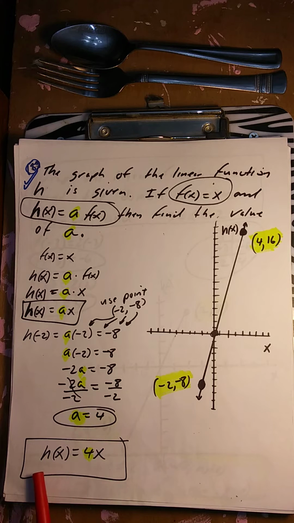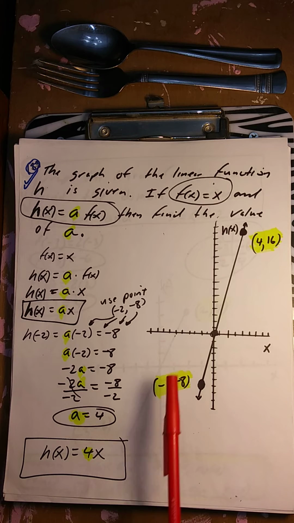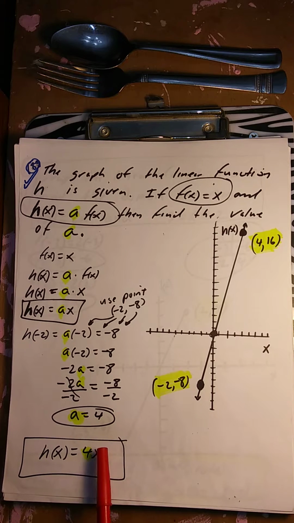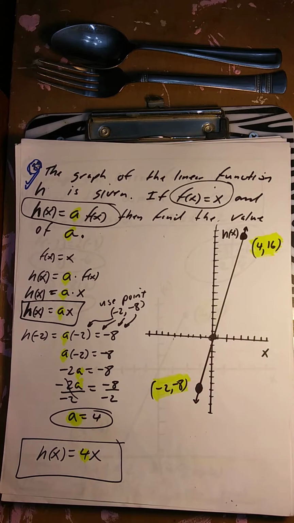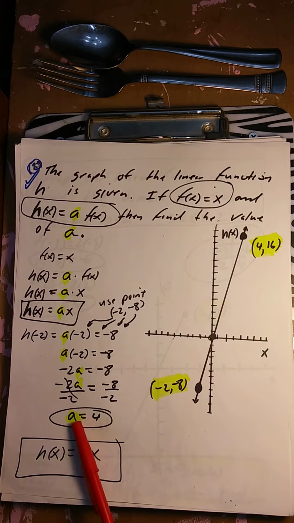4. So if h of x equals 4x, it'll work for this. Put the negative 2 in there to see if it works. 4 times negative 2 is negative 8. Yes. Put the 4 in there. 4 times 4 is 16. Yes, it works. So a has to be what? 4.